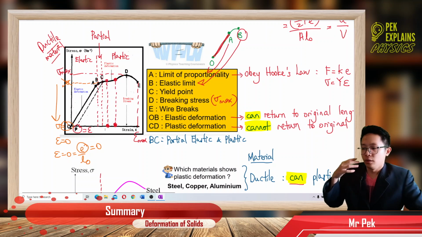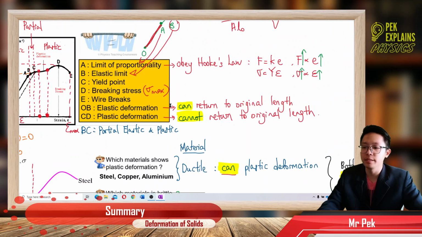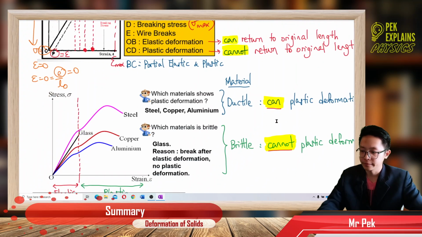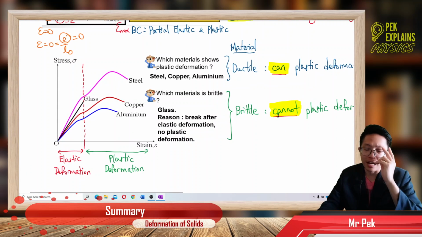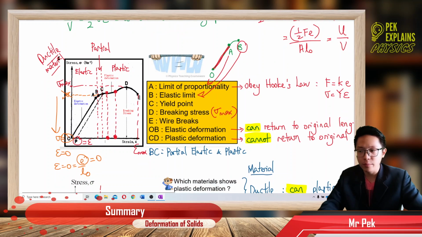Okay, so O to B is elastic deformation, B to C is partial elastic, partial plastic, C to E is plastic deformation. Elastic deformation means it can return to original length. Plastic deformation cannot return to original length. Now, we have two types of material. One is called ductile material, another one is called brittle material. Just now, this graph is the graph for a ductile material. Why do we say this is a graph for ductile material? Because it has plastic deformation.